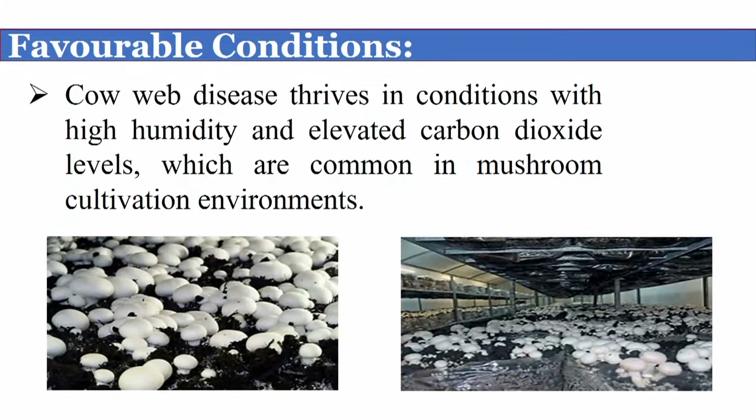The cobweb disease thrives in conditions with high humidity and elevated carbon dioxide levels, which are common in the mushroom cultivation environment. Dear learners, the pathogens prefer high humidity as well as high levels of carbon dioxide in the protected condition. So that's why high humidity is harmful for the main crop. So this is about the disease management.